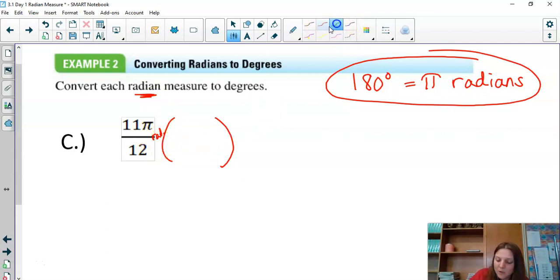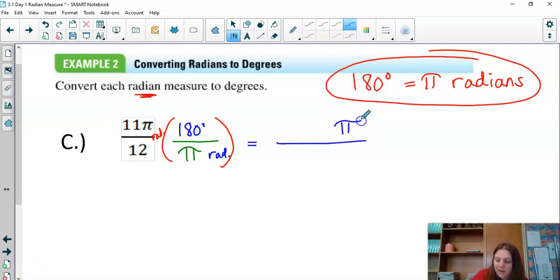Okay, so what I'm going to do is I'm going to get rid of radians. Radians is represented by this pi. So pi is 180 degrees. So notice how this time I'm putting it the opposite. So this time I'm putting the pi at the bottom, so those pi's can divide out. Okay, so I'm going to have to multiply 11 times 180, and my answer is going to have pi on it. Do not type pi into your calculator today.